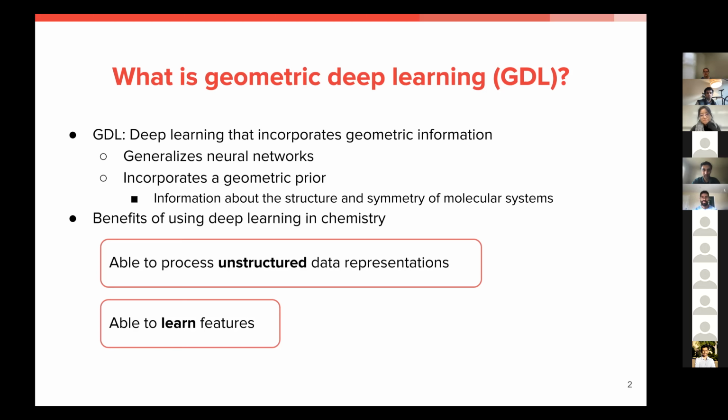The second main benefit is that deep learning is able to learn features automatically, so we don't have to rely on hand-engineered features for these systems. On the contrary, in classical machine learning, people often use hand-engineered molecular features called molecular descriptors. With geometric deep learning, we don't have to do that. We can basically let the model figure out what the best features to extract are.